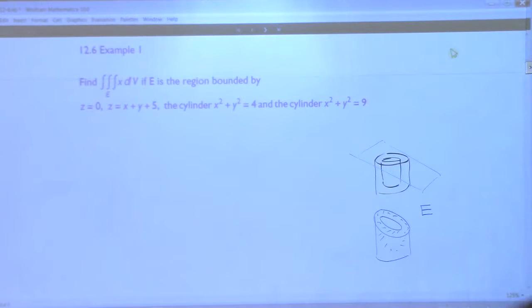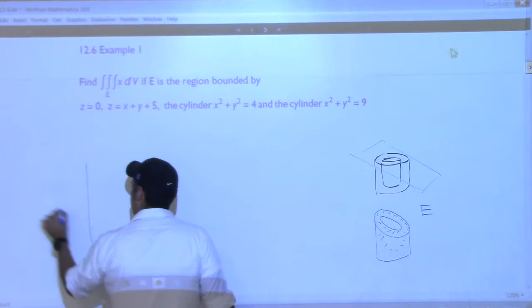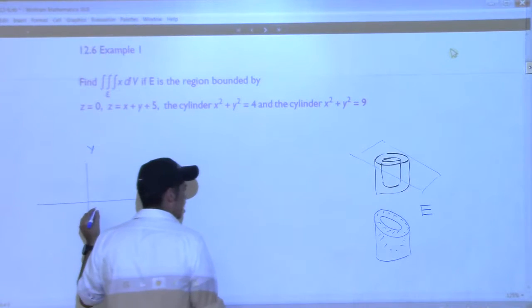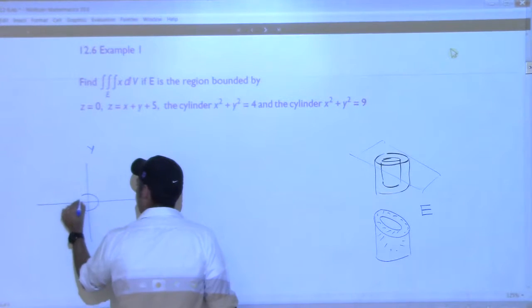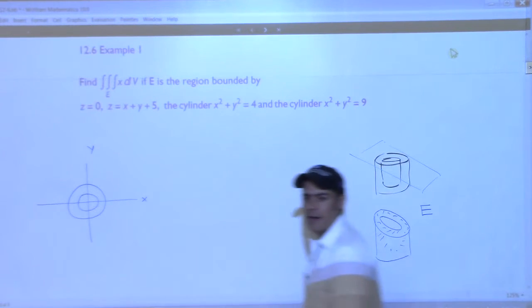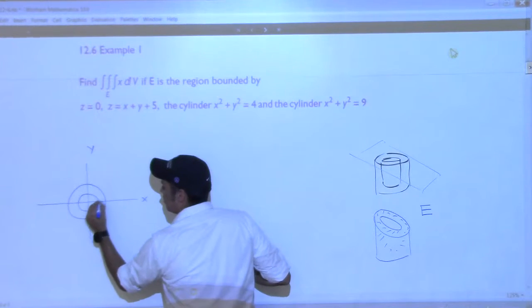So if we look at E and we project it down to the xy plane and take a look at the shadow, can you all see what the shadow of that would look like? Yeah, so in two-dimensional space, in the xy axes, you would have two circles, right? A bigger one and a smaller one, like that. And so the shadow would be this piece right here.